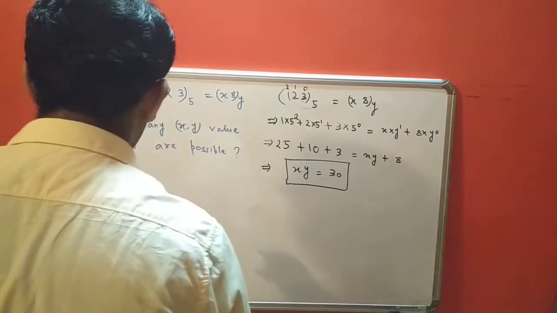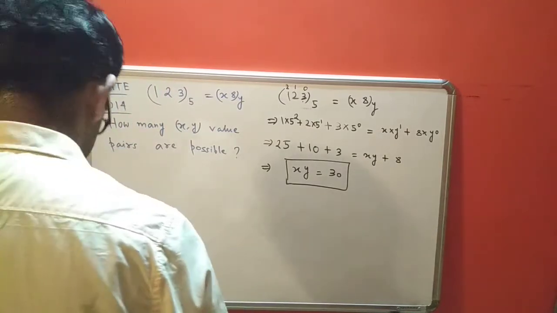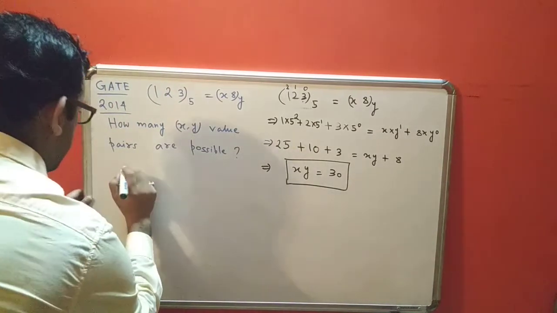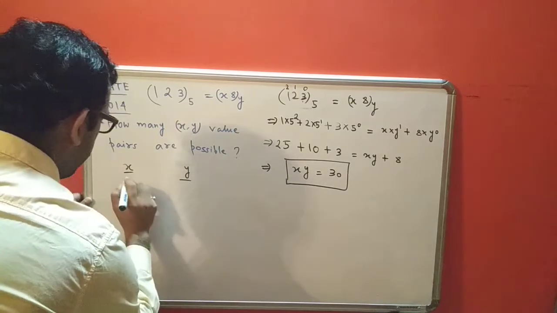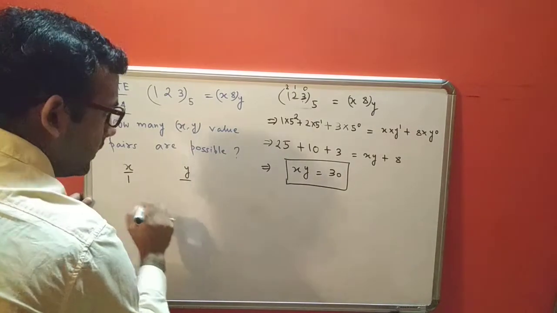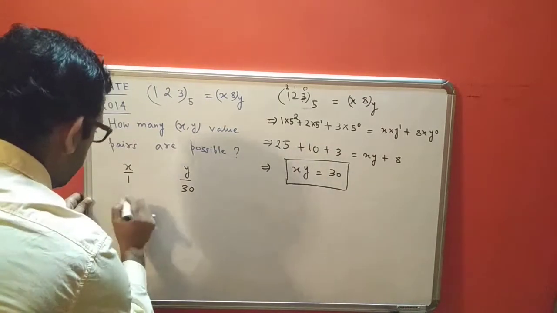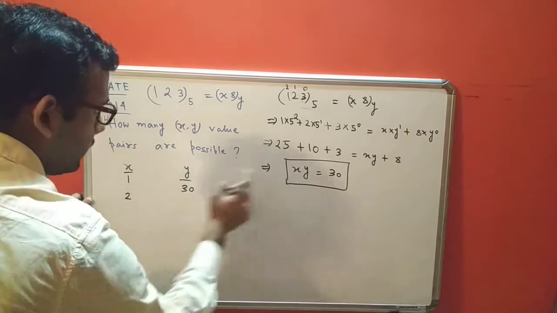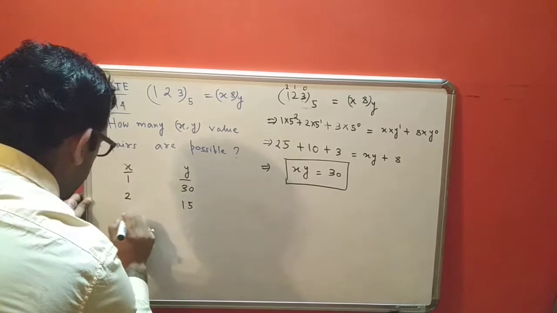Okay, so let's go one by one. Here we have first x and then we have y. So if x takes on a value of 1, then y should take on a value of 30 in order to satisfy this equation. Similarly, if x takes on a value of 2, y will take on a value of 15 to satisfy the equation.